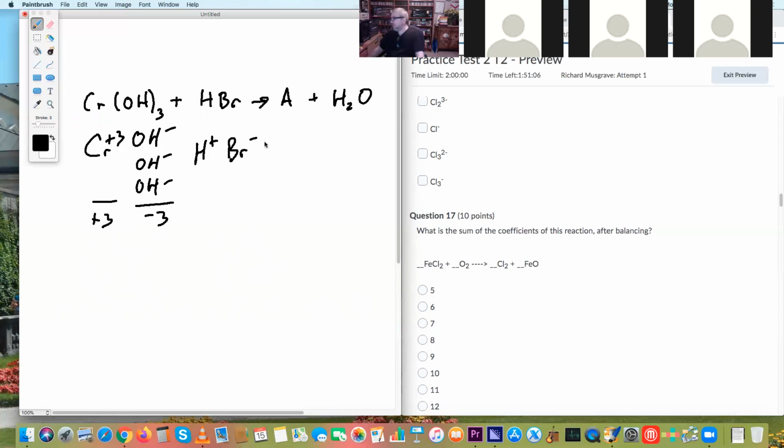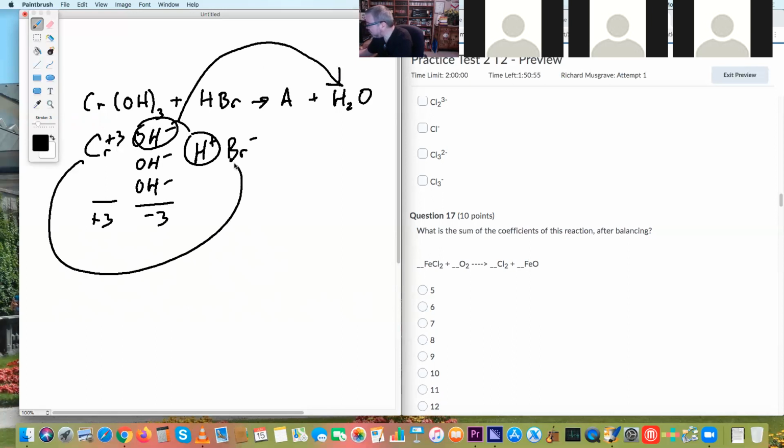And the HBr splits into H plus and Br minus. Yes. We know that these two combine to give water. I got that. And then you've got your Cr3 plus and a Br minus. See, that doesn't balance. That's 3 plus and that's -1. The only way I can make this balance is to have 3 Brs. So it'd be CrBr3. That would be my answer for A.